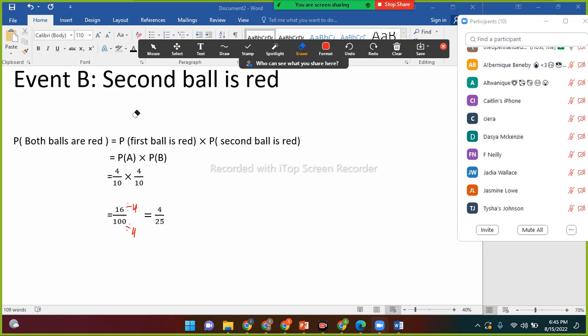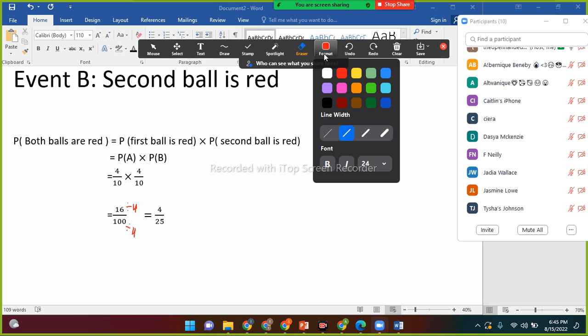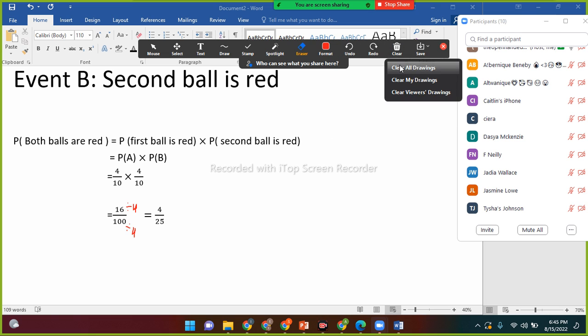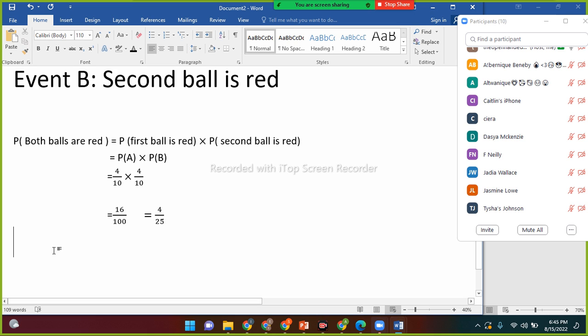Now that is the first question. That's the probability that both balls are red. Now what if I want the probability that both balls are blue? Okay, so I want the probability, this is number 48, that both balls are blue.